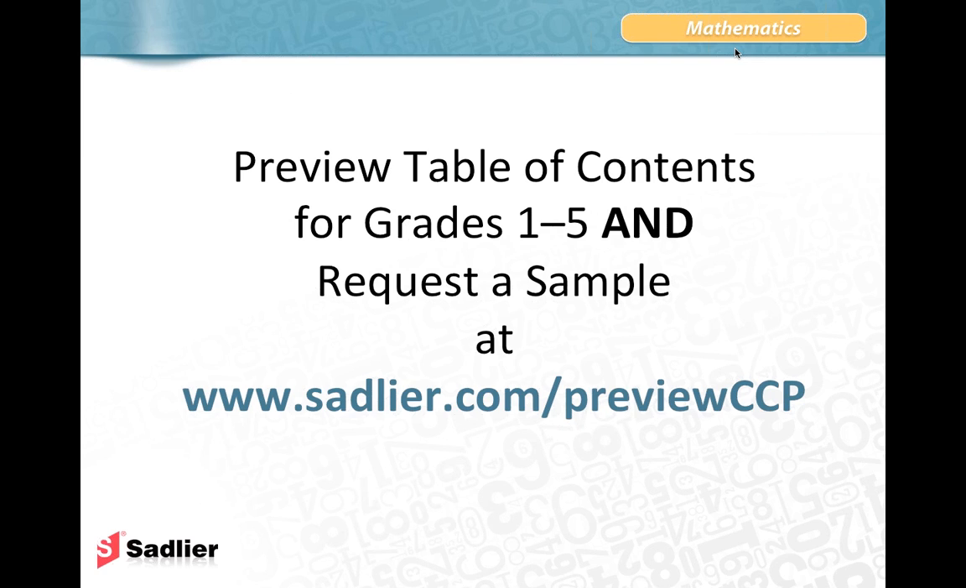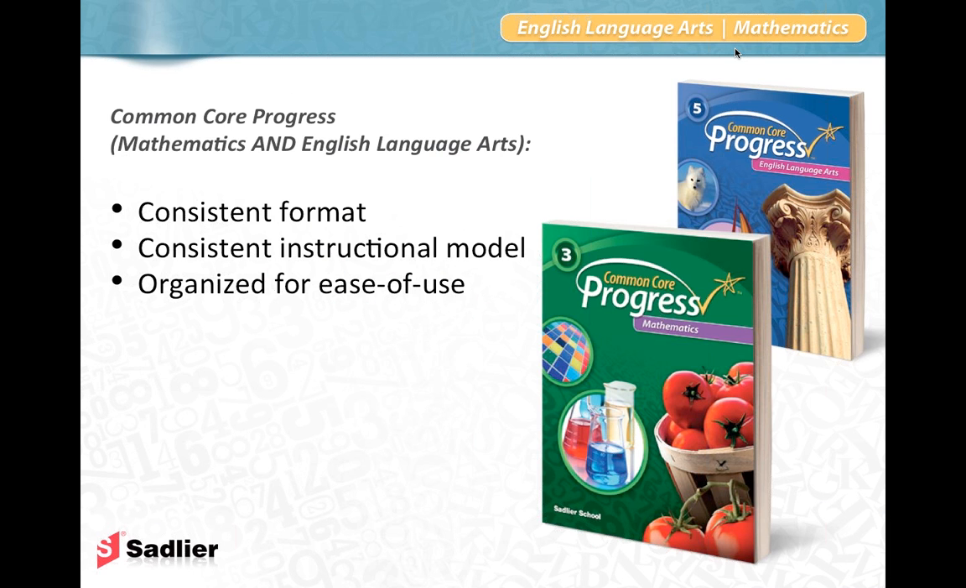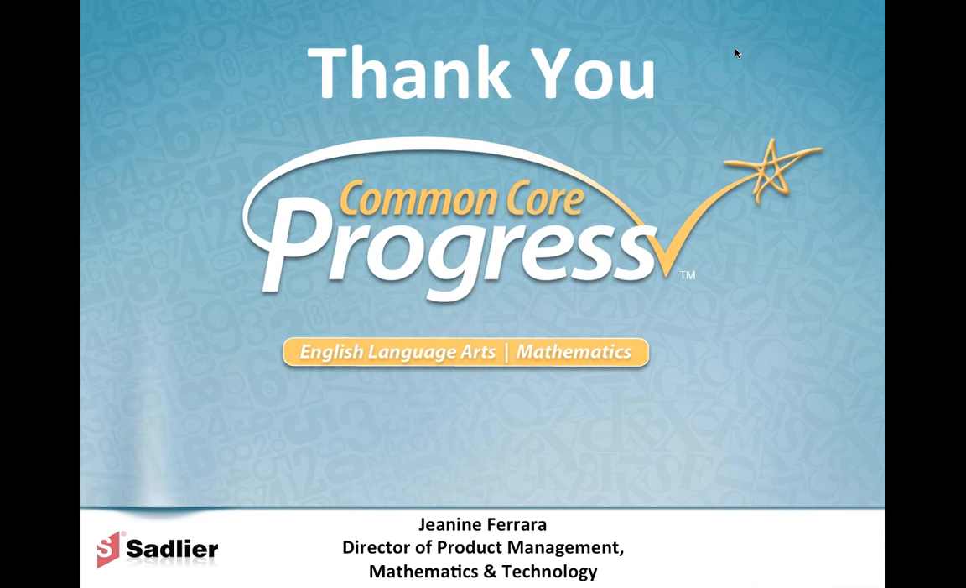Should you like to preview the table of contents, right now we have it up on our preview site at sadlier.com/preview-CCP. You can review the table of contents for every grade level and also request a sample at that same preview site. Again, I'm just going to reiterate that this program is available for English language arts, grades 1 through 8. It has a consistent format for both programs and a consistent instructional model in terms of the gradual release of responsibility model, and it's organized for easy use.